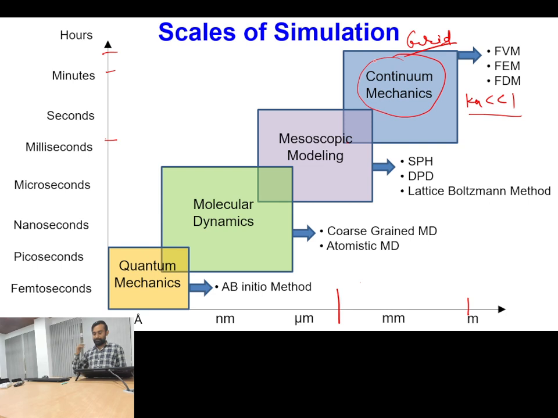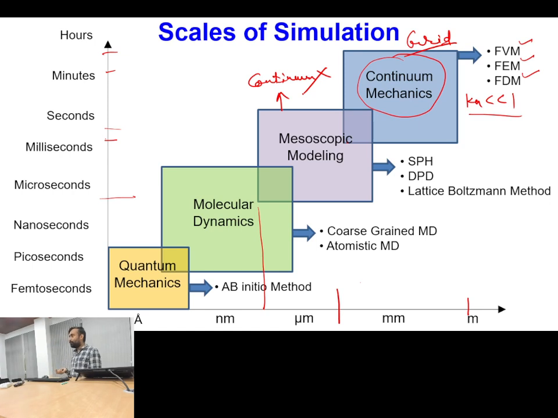Okay, and the majority, so popular methods for grid based approaches are finite volume discretization, finite element discretization, or finite difference discretization. Okay, then comes the second approach, when your sizes have become of the order of a few nanometers to some micrometers and your time scale is in the range of microseconds to milliseconds. In that case, you will find that your criteria of continuum may not be applicable.